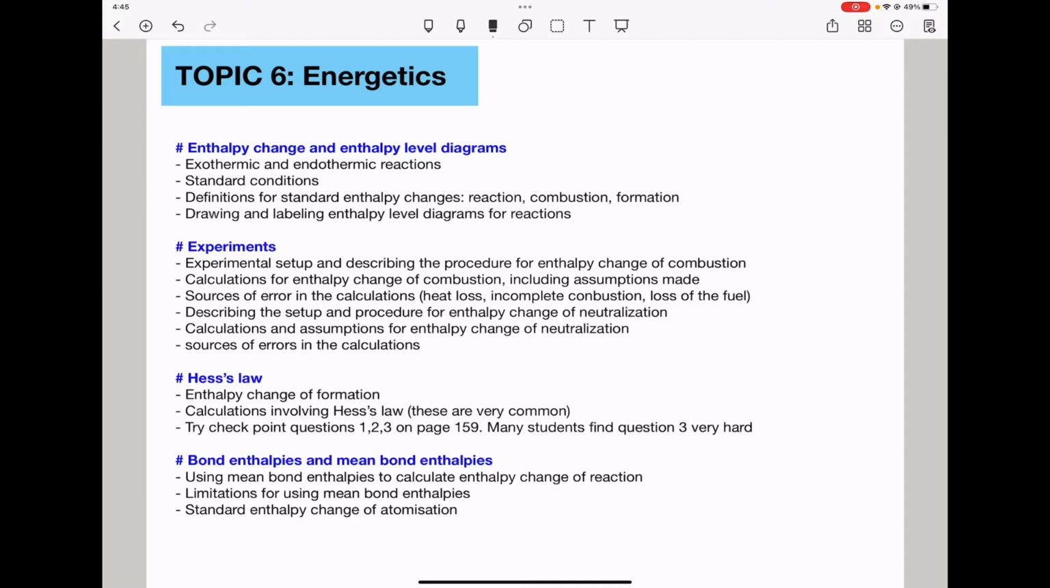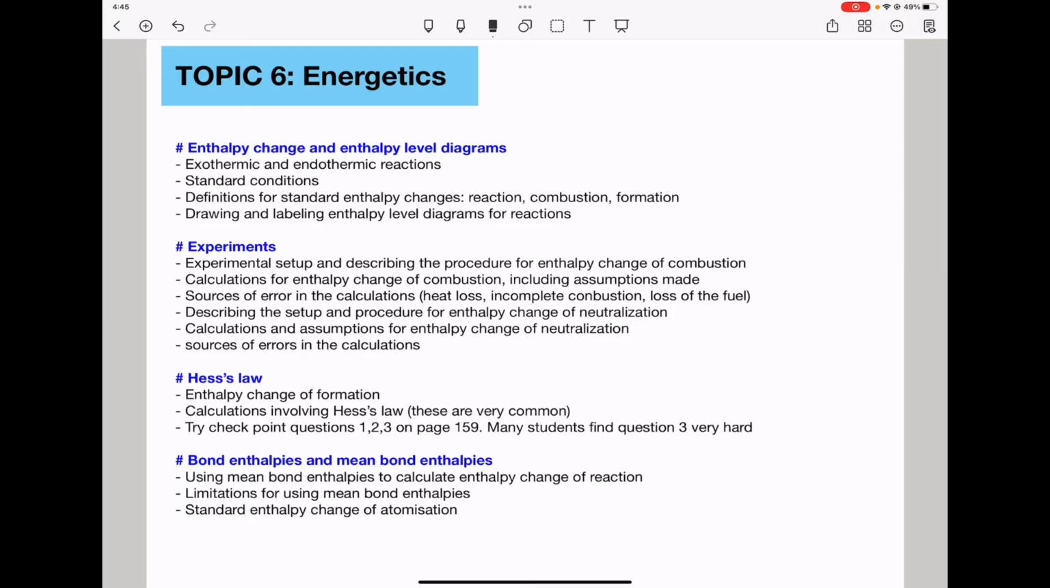Moving on to Hess's law, you need to know the definition for enthalpy change of formation. You need to try calculations involving Hess's law because these are very common. So to do that, ensure that you can fully calculate questions 1, 2, and 3 on page 159 because many students found question 3 kind of hard.